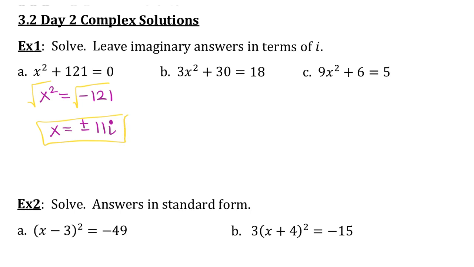Let's minus the 30 from the 18. So I get 3x squared equals negative 12, then divide by 3. And the yellow parts you can do in your head. Okay, to cancel the squared, I'm going to square root it. X equals imaginary for sure. The square root of 4 is 2, so plus or minus 2i.